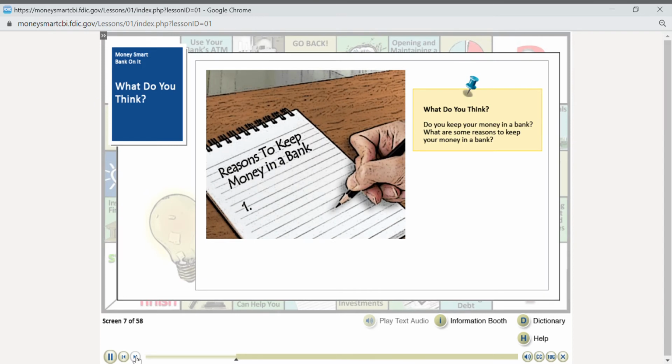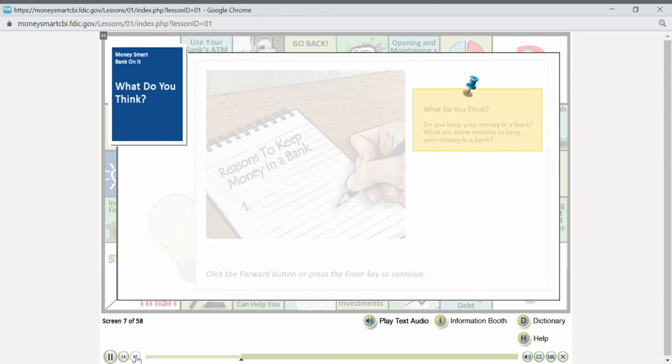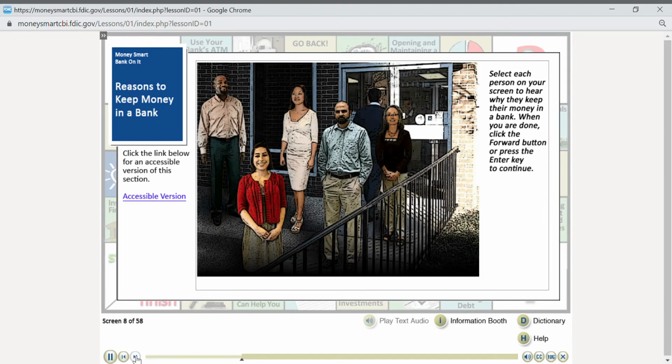Do you keep your money in a bank? Think of a couple reasons for keeping your money in a bank before clicking the forward button or pressing the Enter key to continue. People keep their money in banks for many reasons. Select each person on your screen to hear why they keep their money in a bank. When you are done, click the forward button or press the Enter key to continue.